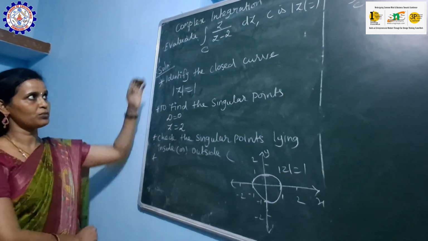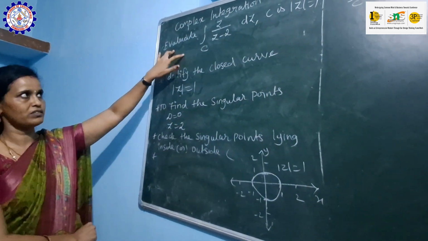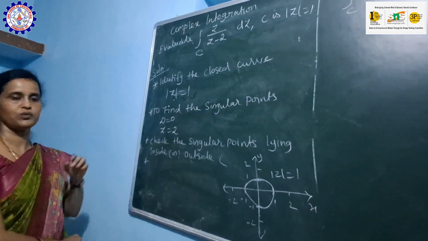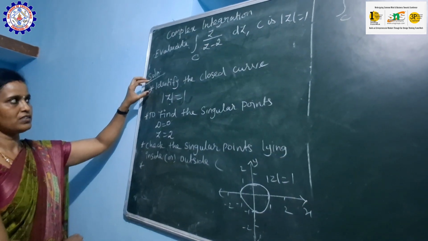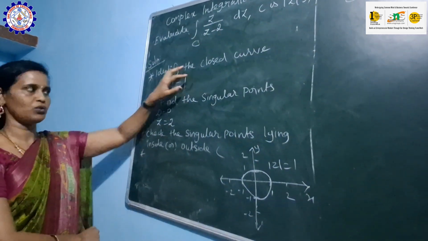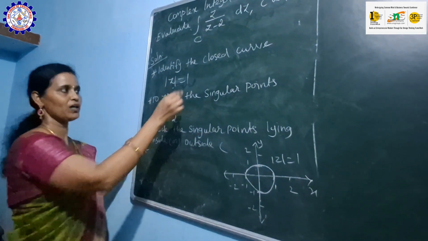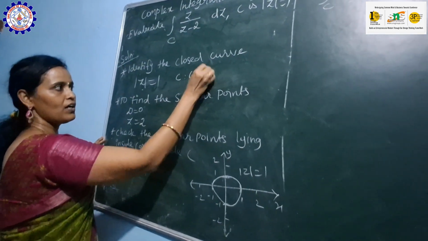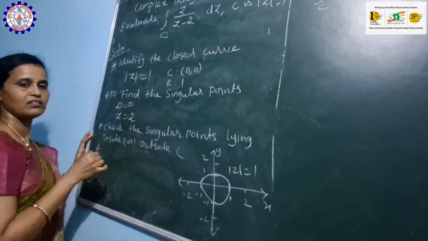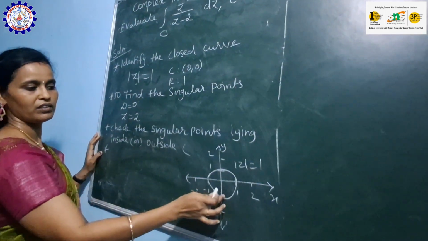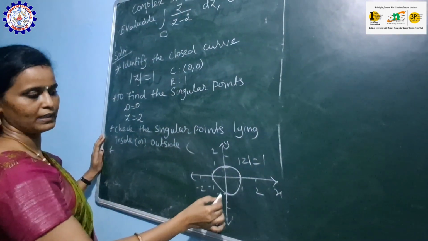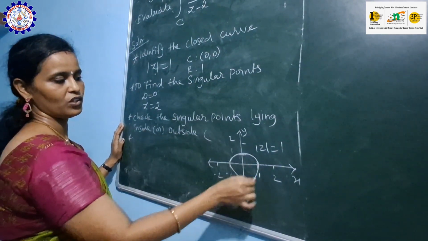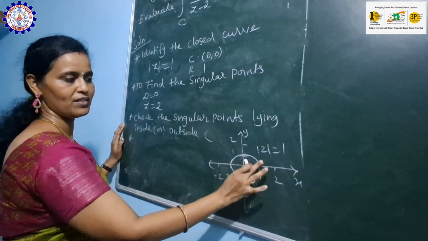Yesterday we discussed this problem: evaluate the integral over C of z divided by z minus 2 dz, where C is mod z equal to 1. First step, identify the closed curve. Clearly mod z equal to 1 is a circle equation with center (0, 0) and radius 1. So we draw the diagram: take one unit distance from the x-axis and y-axis and draw the circle. This is our closed region, mod z equal to 1.